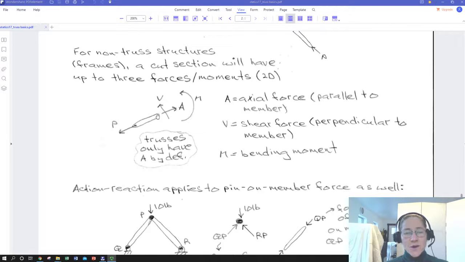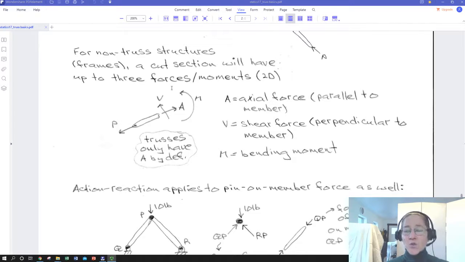So the other half of whatever we cut this bit of rigid body away from, it's going to have to apply not just one force in the direction of that body like we did with a truss. It's going to have to apply a shear force and a bending moment, very likely.